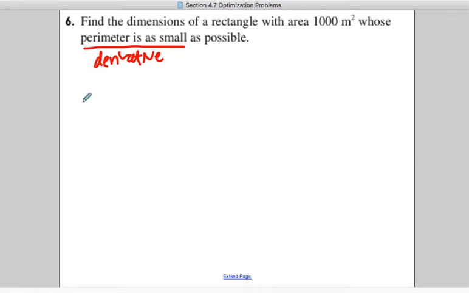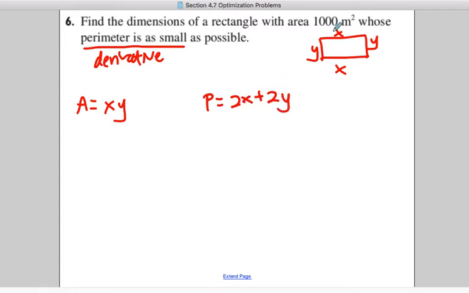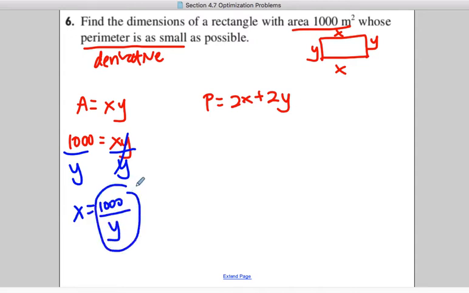Okay, so area, I'm going to say we have a rectangle, x and y. So area is x times y. And then our perimeter is 2x plus 2y, right, if we add all of our sides together. Now I plug in what I know. I know the area is 1,000. Then I go ahead and get x or y by itself. I got y by itself before, so let's get x by itself, so divide by y. So these cancel. So x is equal to 1,000 over y. So now I'm going to take this, plug it in here.